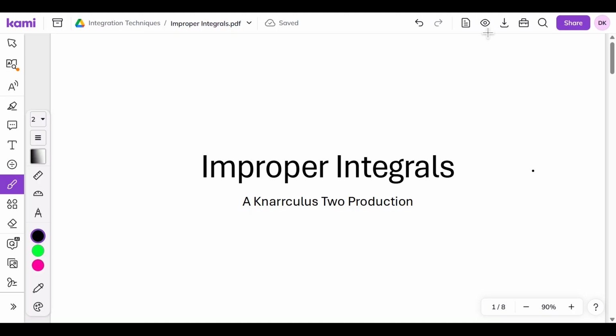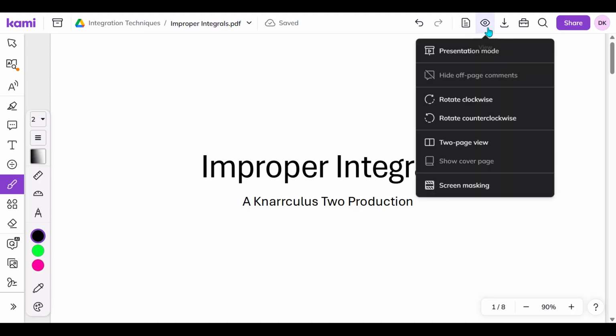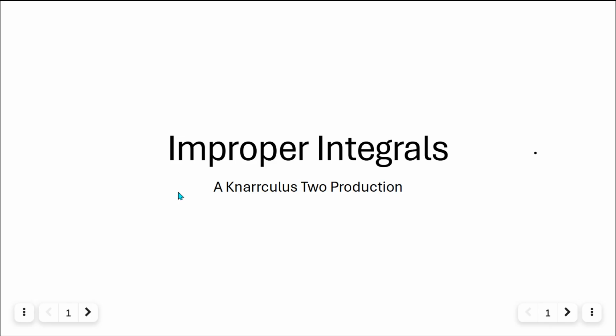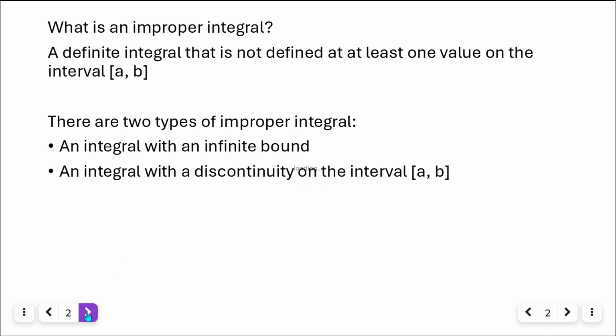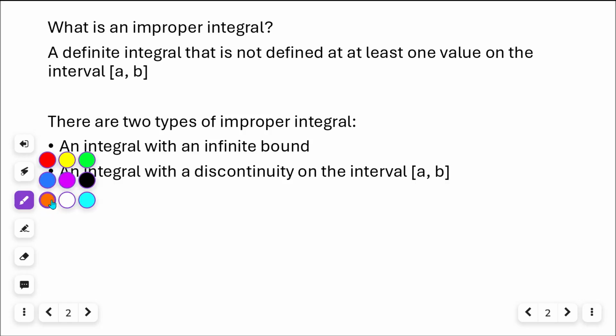Today we're going to be working with improper integrals. Okay, so thus far all of the integrals that you've worked on, especially through Calculus 1, have been proper. So what makes an improper integral? An improper integral is a definite integral that is not defined at least one value on the interval from a to b closed. There are two types of improper integrals.